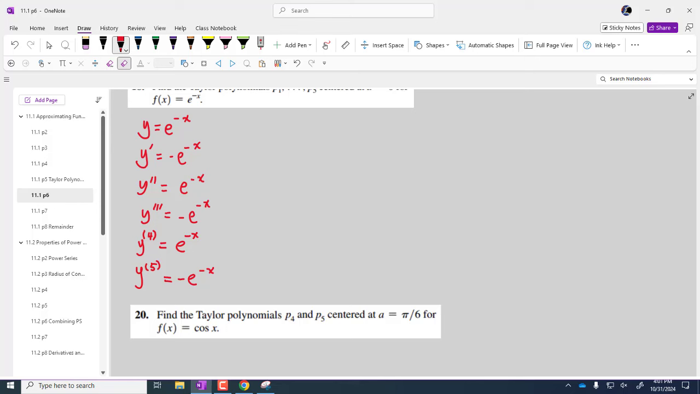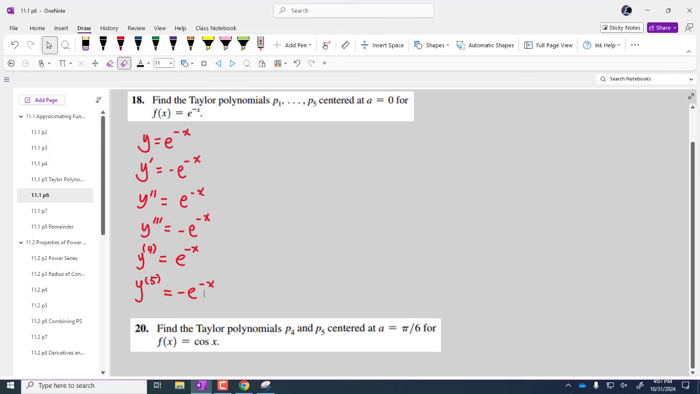Okay, so then we're going to evaluate. The center here is 0. So y of 0. You should be just getting this pattern with 1 and minus 1. Oh, whoa, I'm putting zeros. Thank you.